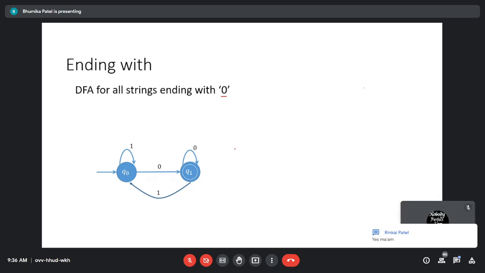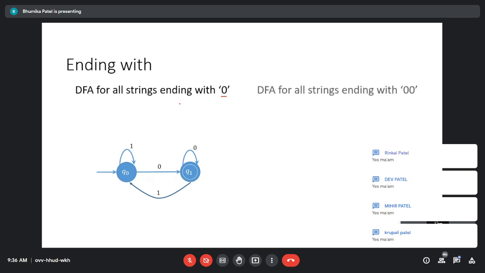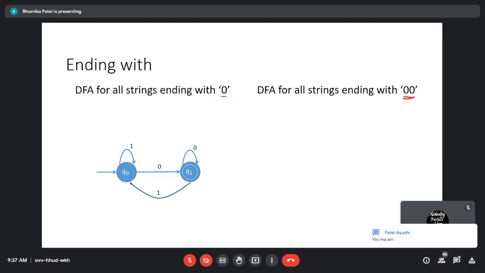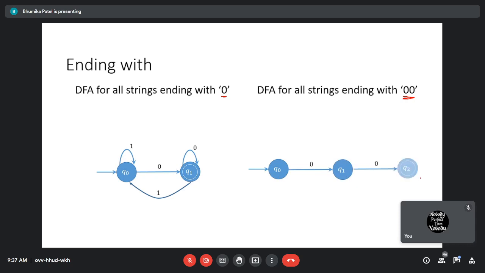Now let's see one more example which is ending with 00. We are going to take now the pattern 00. Now my string should end with 00, not 0. What will we do now? What is our pattern? 0 and 0, two characters. So we are going to take Q0, go to Q1 on 0, read 0 again and go to Q2. The minimum length string will be 00. Okay?